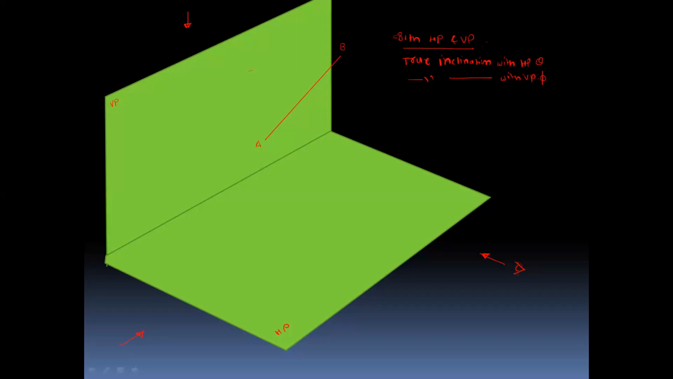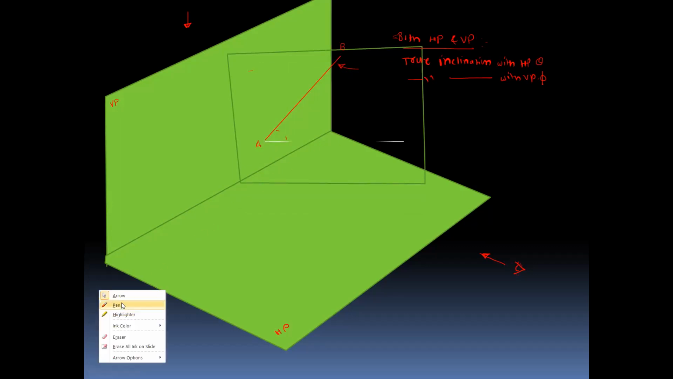What is the meaning of this true inclination with the HP and true inclination with the VP? Given line AB is inclined to both HP and VP, for the true inclination we need to consider one imaginary plane which will pass exactly through this line. That means line AB will be completely in that plane. This is your imaginary plane.